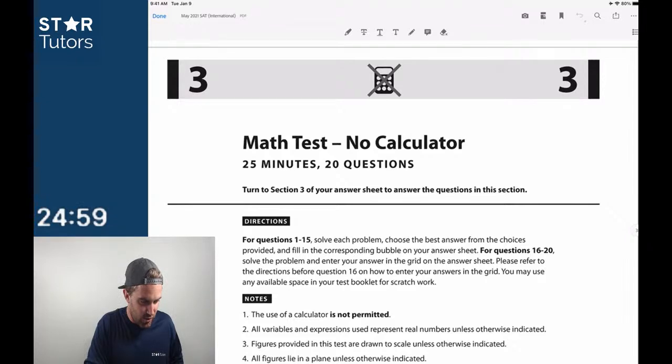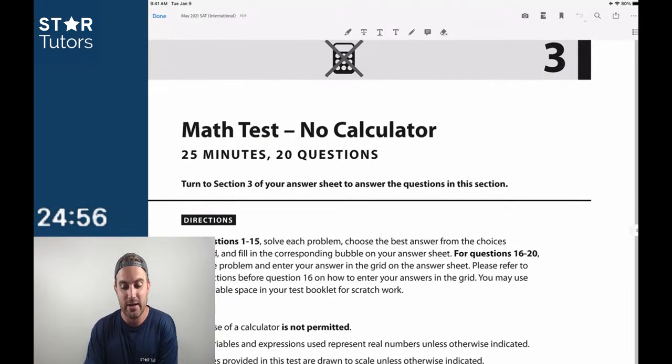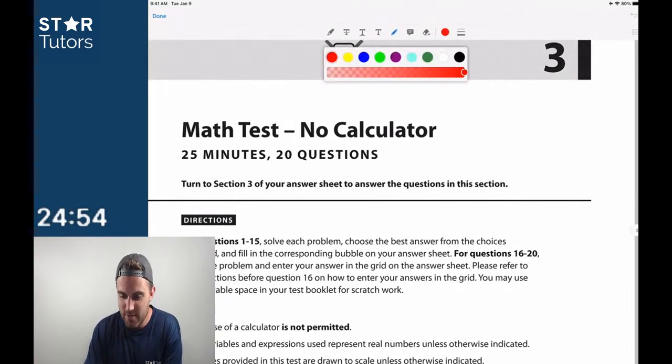We're on pace for a perfect score overall right now. We got an 800 on the first two sections, so let's see if we can keep it up.